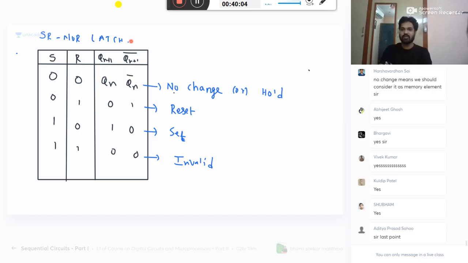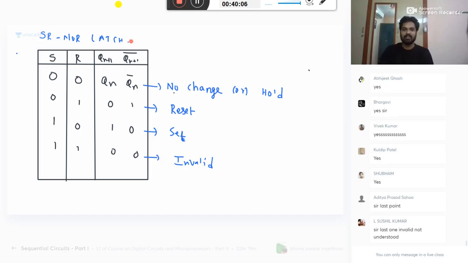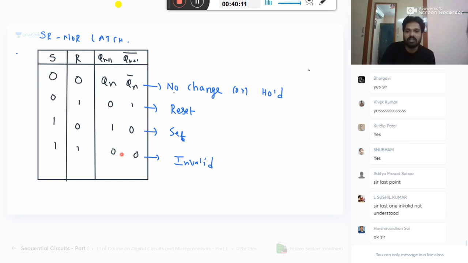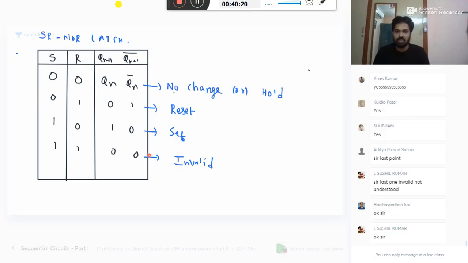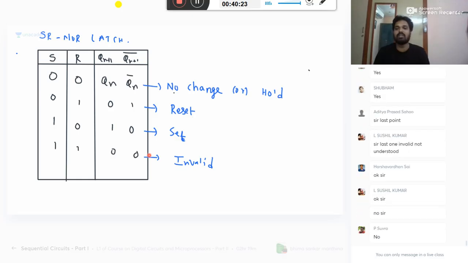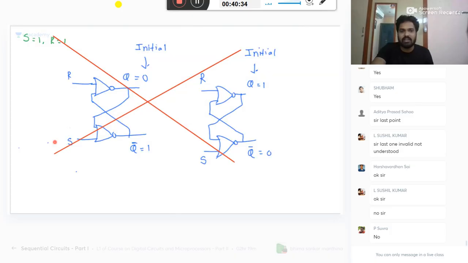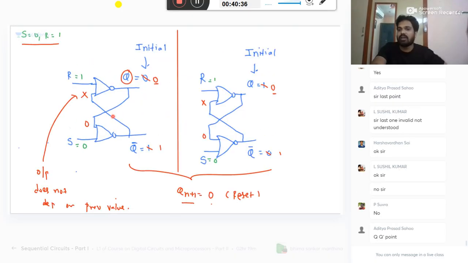What is the last point I told you? Invalid. Why is it invalid? Q and Q bar should be different. They should be complementary to each other. But Q and Q bar are the same. Is it a valid condition? Tell me. Q and Q bar should be complementary to each other, but if they are the same, it is invalid. Right. Okay. Any other doubt? Now you understand. Is it an easy way to analyze your latch or not?